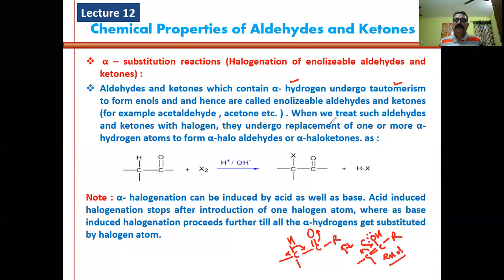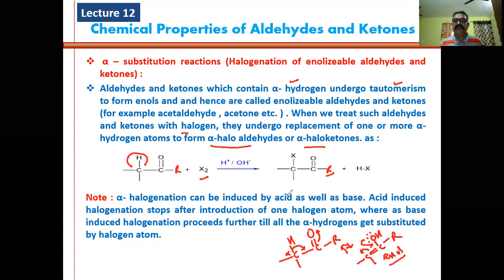Okay. So when we treat such aldehydes and ketones, when we treat such aldehydes or ketones which contain alpha hydrogen with halogen in presence of acid or base, what happens? The alpha hydrogen atoms get replaced by halogen, and we get alpha halo aldehydes or alpha halo ketones. It can be aldehyde, it can be ketone, depending upon the value of R here. It can be H, it can be alkyl.